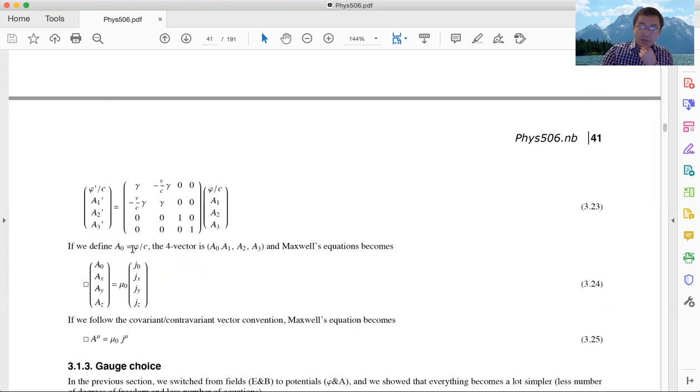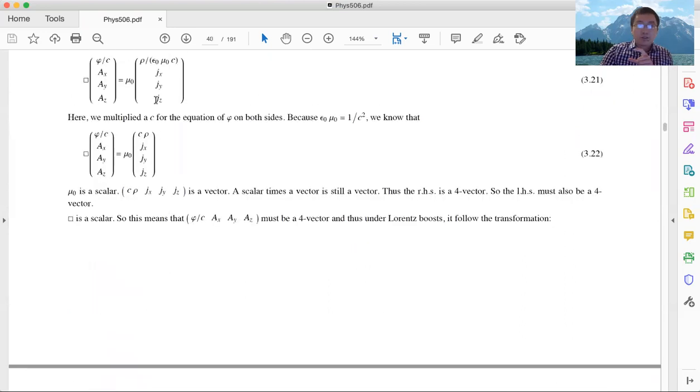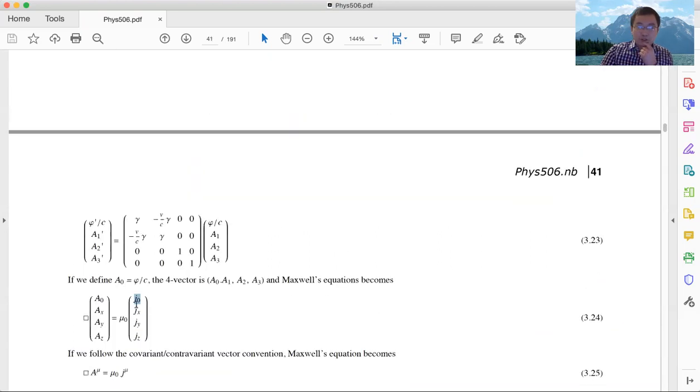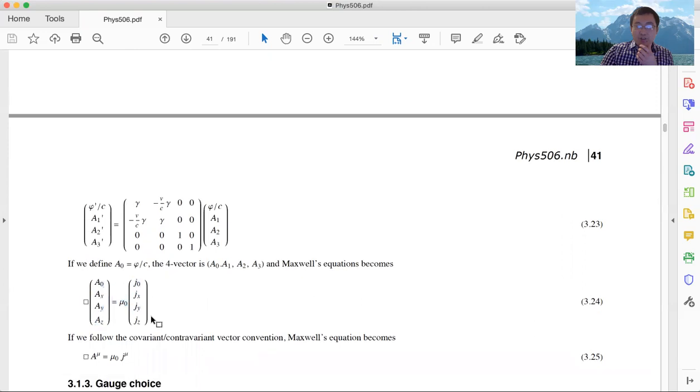In physics literature, at least in some literature, people define A0 as phi over c. So scalar potential divided by speed of light, we call it A0. If we call this one A0, then this full vector is just A0, A1, A2, A3. And similarly, in many physics literature, we call speed of light times charge density J0.